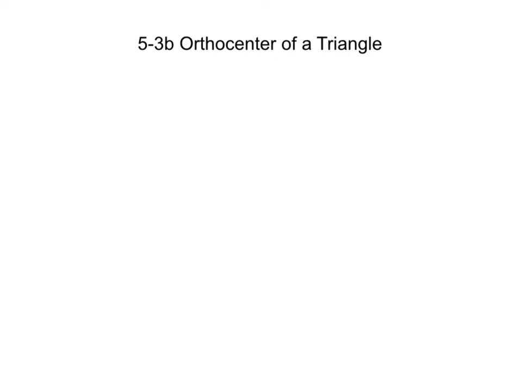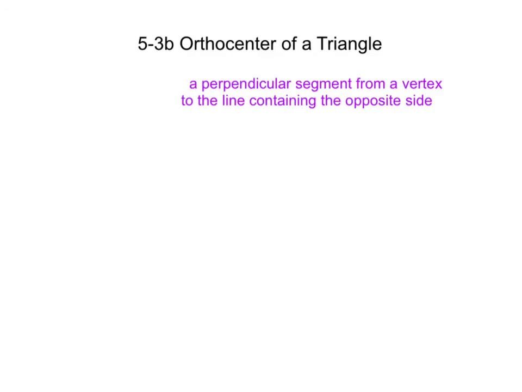Let's talk about the second section of 5-3, which is the orthocenter of a triangle. Before we talk about the orthocenter, it's important to talk about the altitude of a triangle. The altitude of a triangle is a perpendicular segment from a vertex to the line containing the opposite side. So I guess obviously every triangle has 3 altitudes because there's 3 angles.